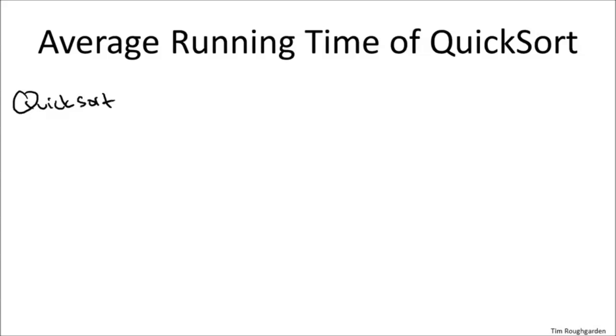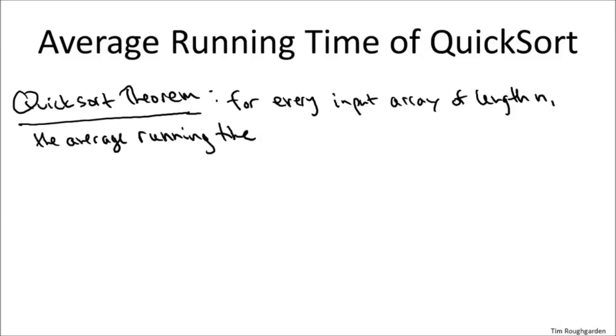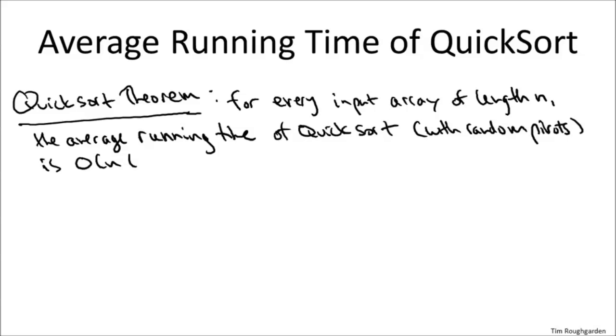Specifically, in the next sequence of 3 videos, I'm going to show you an analysis, a proof of the following theorem about quicksort. Under no assumptions about the data, that is, for every input array of a given length n, the average running time of quicksort implemented with random pivots is big O of n log n. In fact, it's theta of n log n, but we'll just focus on the big O of n log n part. This is a very, very cool theorem about this randomized quicksort algorithm.